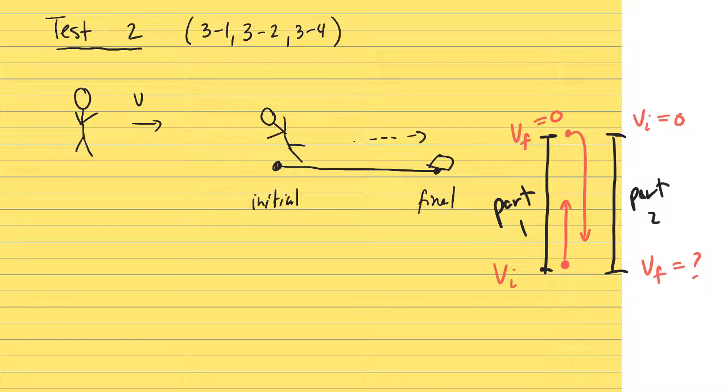So I want you to recognize when you break parts of the problems into pieces, the final velocity for the first part is going to be the initial velocity for the second part. Think about who runs cross country. That's a great example for this.